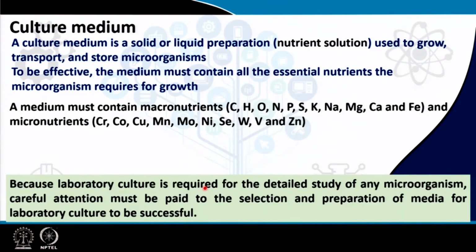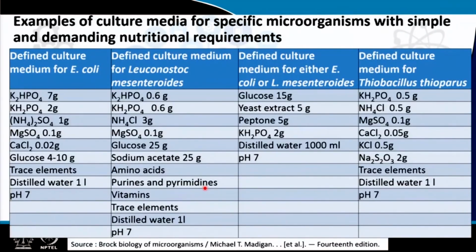Similarly, for phototrophic organisms, or the autotrophic microorganism, we must ensure that no heterotrophic substrate like reduced organic carbon is included in the medium. So, here is a brief summary of some examples of culture media for specific microorganisms with simple and demanding nutritional requirements. The first one is for E. coli, it is a defined medium, and we will discuss this defined medium a little later.